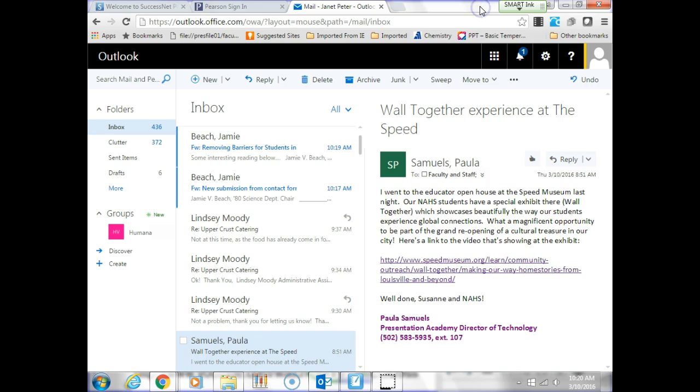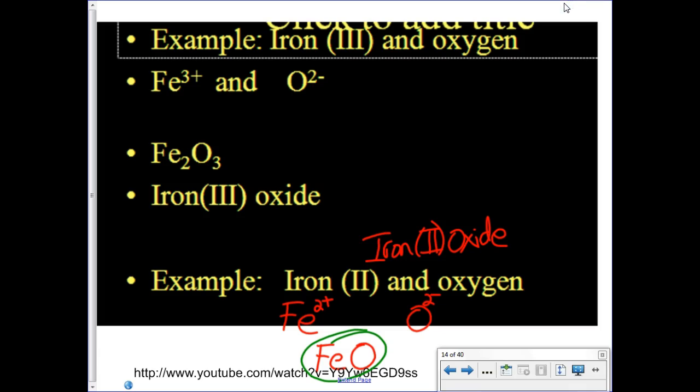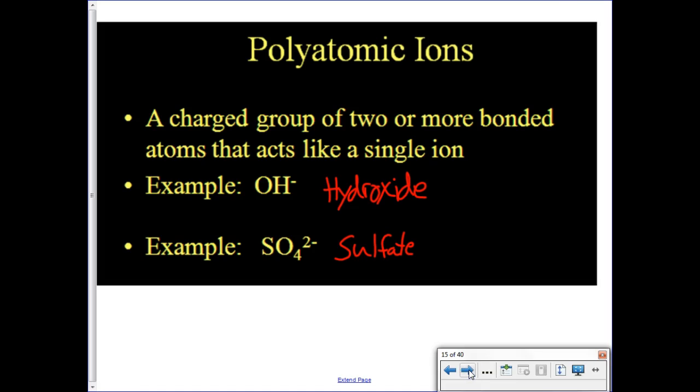So, I've just told you all that. I'll post it on Edmodo if I think it's something useful for you all. I'm going to have 40 slides on this. I don't know if I want to get into polyatomics or not. Let me see. I want to look at your book right now.